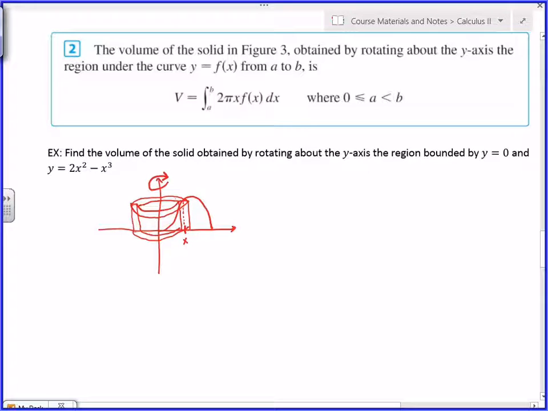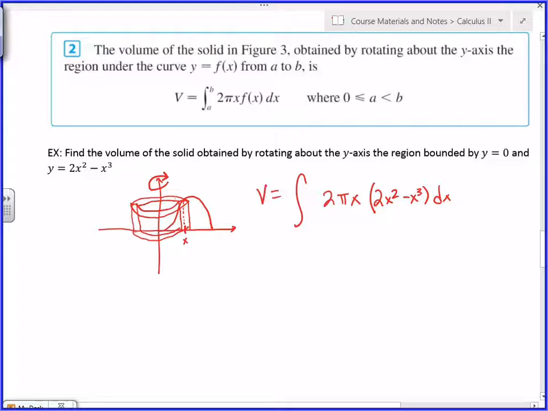But you don't even have to draw the shell to be able to do this, because once you recognize that it's a volume by a cylindrical shell, you know you're going to use the integral formula for cylindrical shells. f of x now is 2x squared minus x cubed dx. Is this definite or indefinite? Well, we're finding a volume, so we need a numerical value out of this. So the question now becomes, what are the limits?